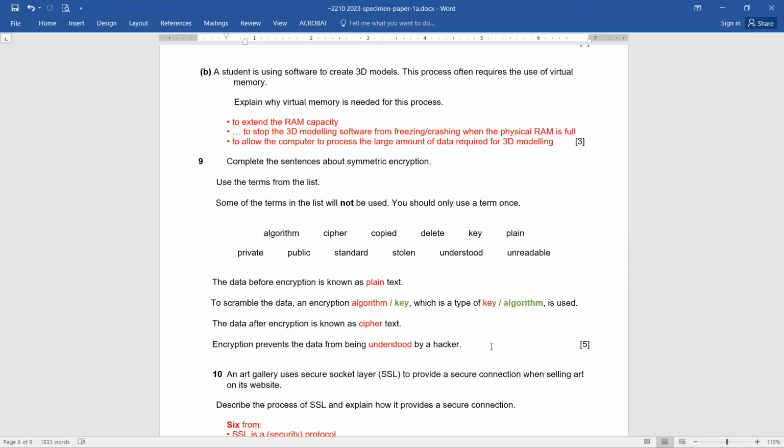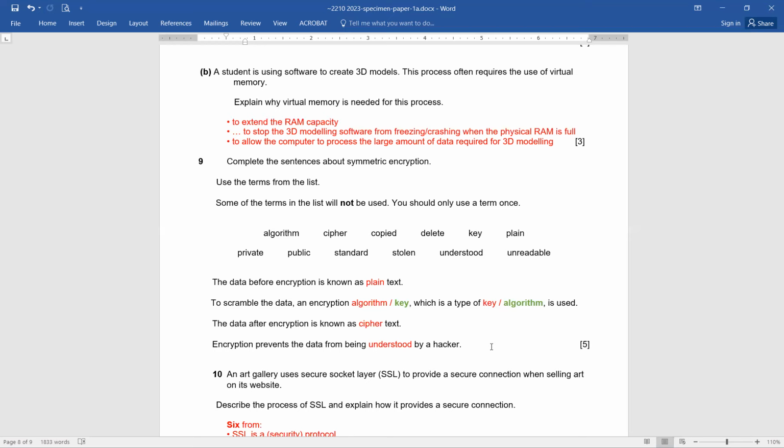Now, if a student has written algorithm in the first blank of the second sentence, and in the second blank of the second sentence, he wrote key, in this manner he will be able to score 2 marks. On the contrary, another student wrote key in the first blank and wrote algorithm in the second blank, he will also be able to score 2 marks. So algorithm first and key later, or key first and algorithm later are going to give you 2 out of 2. The data after encryption is known as ciphertext. Encryption prevents the data from being understood by a hacker.